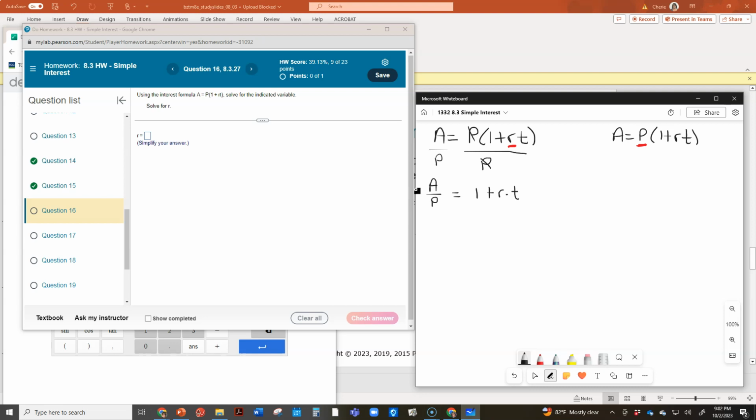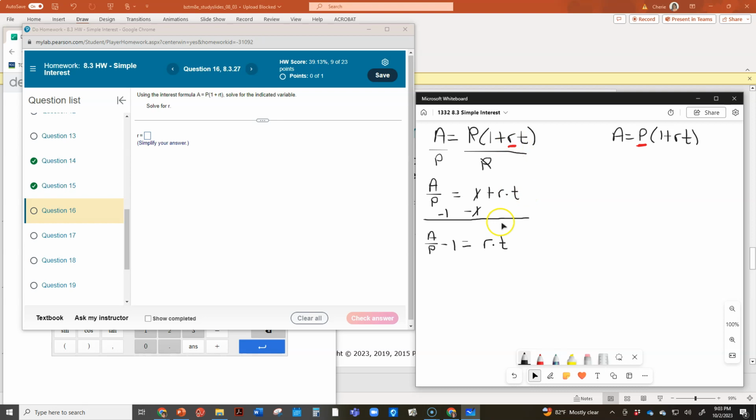Again, I'm always going to undo the addition and subtraction first. That's a positive 1. I have a positive 1 right here, so I'm going to make that positive 1 go away, or add to 0, by putting with it a minus 1. So I'm going to subtract 1 from this side of the equal sign in order to maintain equality. Well, I can't really subtract 1 from anything, so I'm just going to say that it's A divided by P minus 1 equals, these two add to 0.